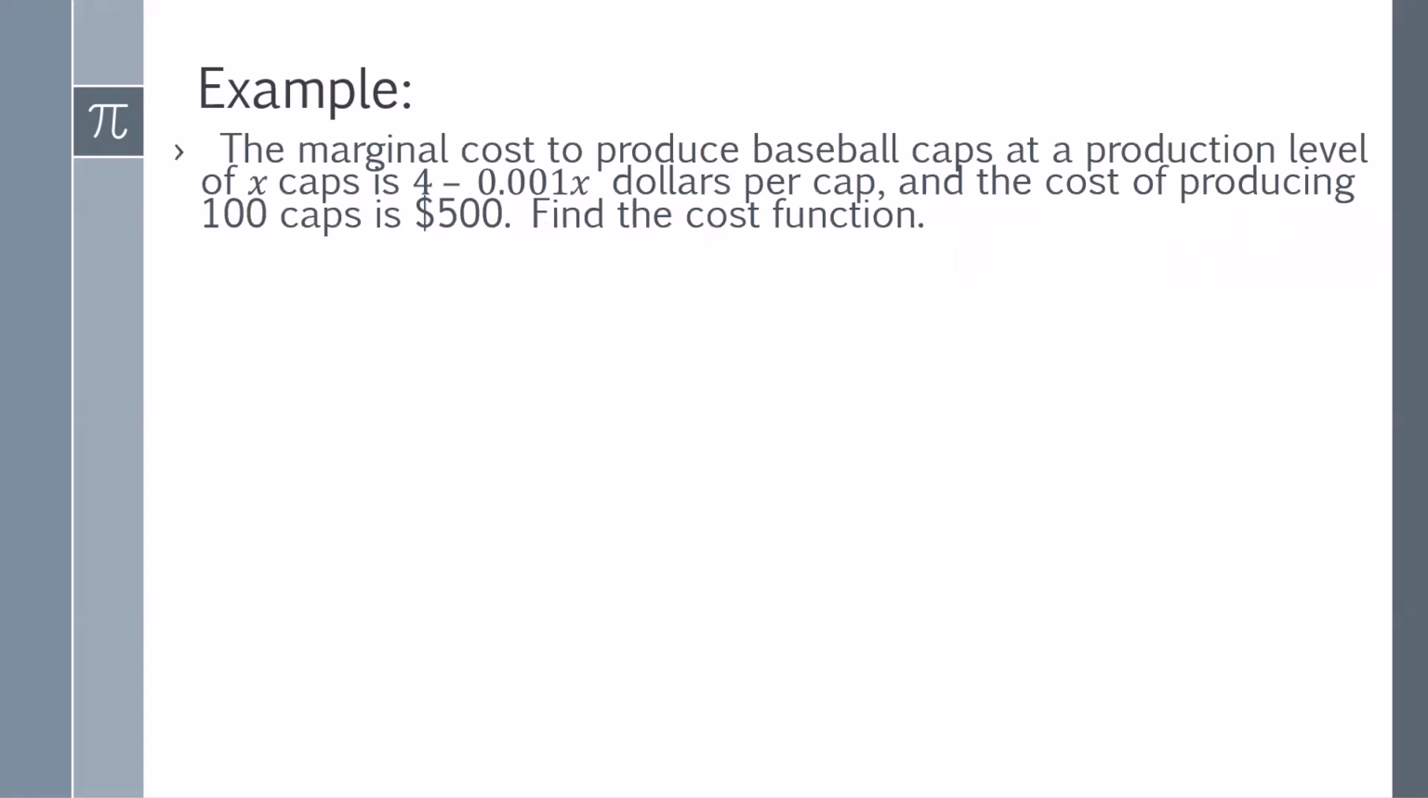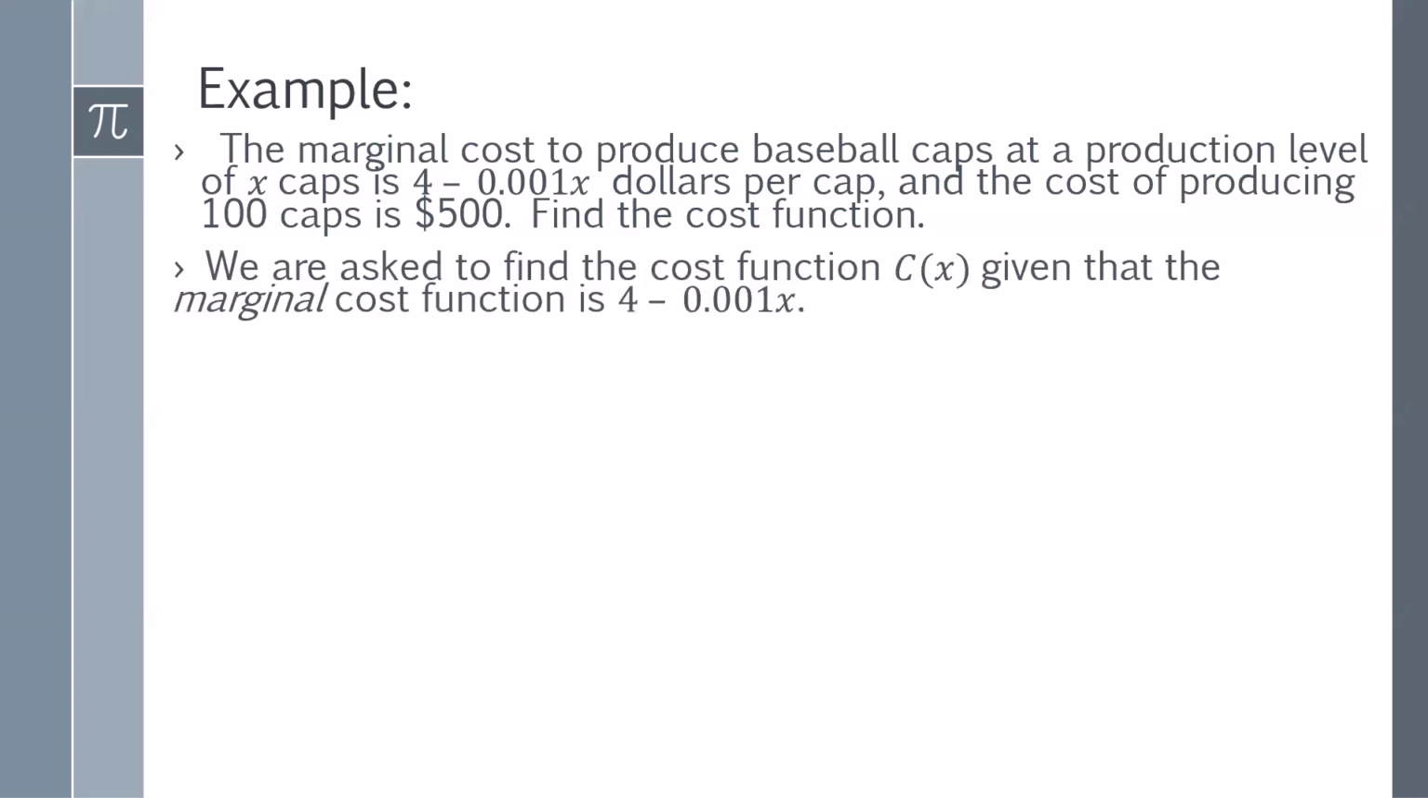The marginal cost to produce baseball caps at a production level of X caps is 4 minus 0.001 X dollars per cap. And the cost of producing 100 caps is $500. What is the cost function? Here what we're given is the cost per cap. So we're not given the cost function, we're given the marginal cost function. And from there, we need to find the total cost function. Remember, the marginal cost is the derivative of total cost.